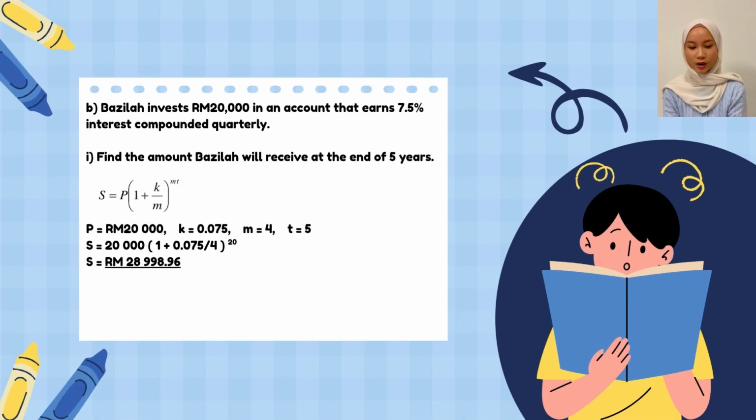Part A, Question 1B1. Bazila invests 20,000 ringgit in an account that earns 7.5% interest compounded quarterly. Find the amount Bazila will receive at the end of 5 years. For this, we will use the formula S equals P bracket 1 plus K over M to the power of M times T, where we are finding the value of S. S equals 20,000, K equals 0.075, M equals 4, and T equals 5.